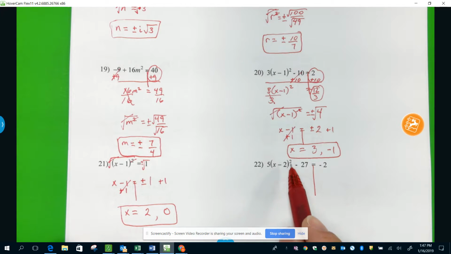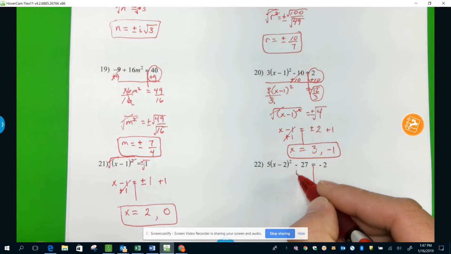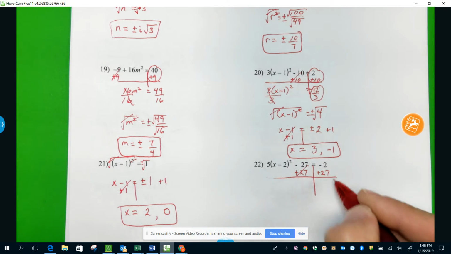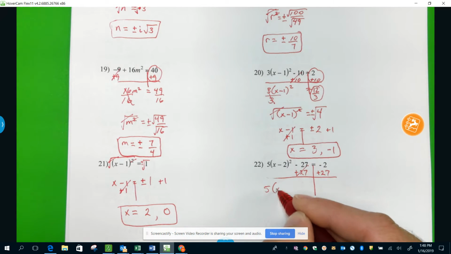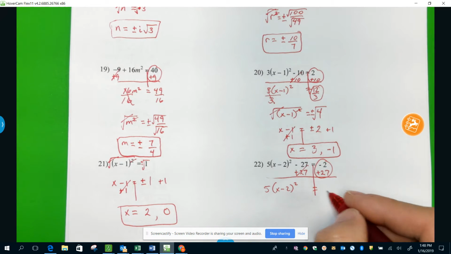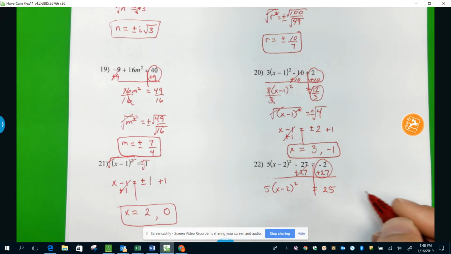22. My squared term, I need to always identify where it is first. So this is the parenthesis with the squared, and that's what I need to get by itself before I can take the square roots. So I want to add 27 to both sides. So I've got a 5(x − 2) squared, and −2 plus 27 gives me 25.